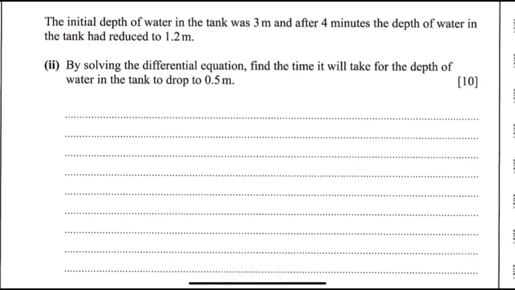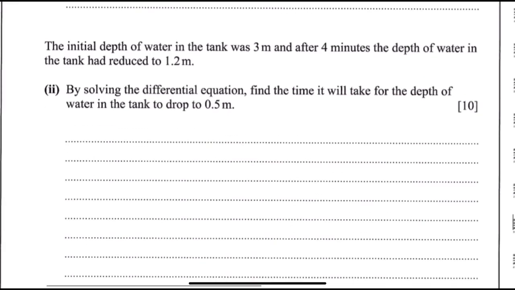So first of all, read the question. It says the initial depth of the water in the tank was 3 meters, and after 4 minutes, the depth of water in the tank had reduced to 1.2 meters. By solving the differential equation, find the time it will take for the depth of water in the tank to drop to 0.5 meters.